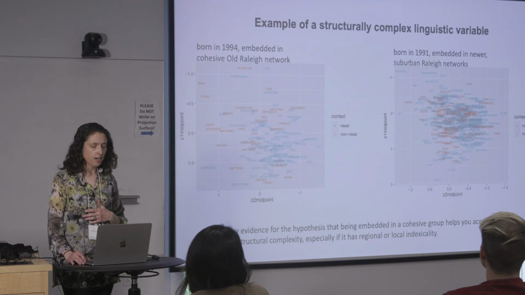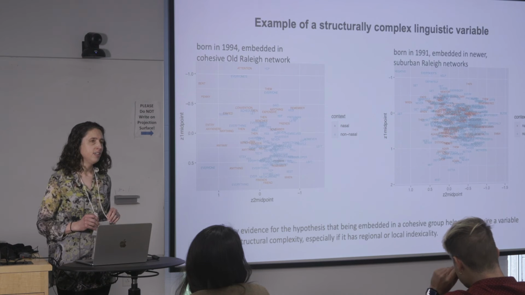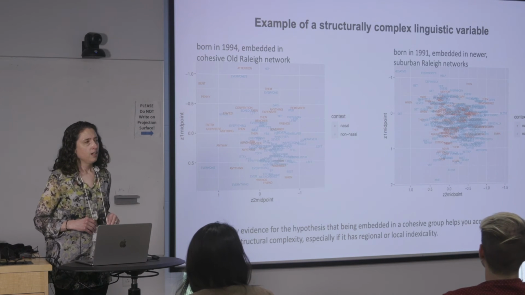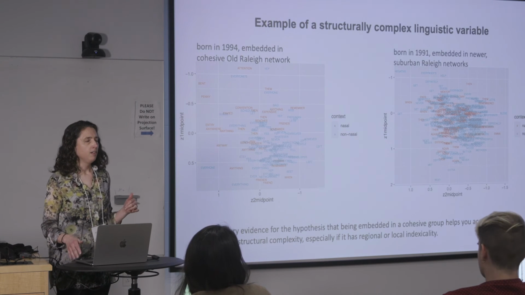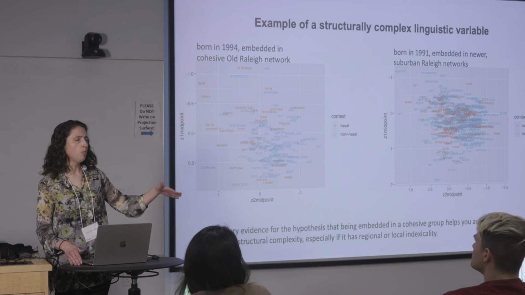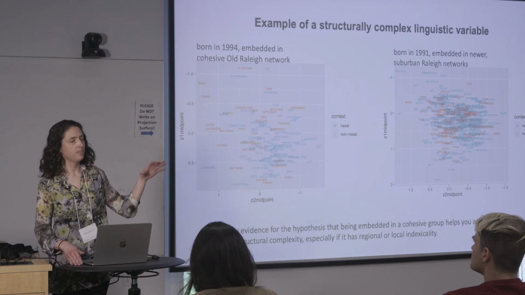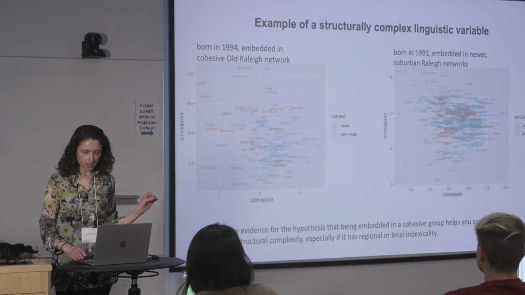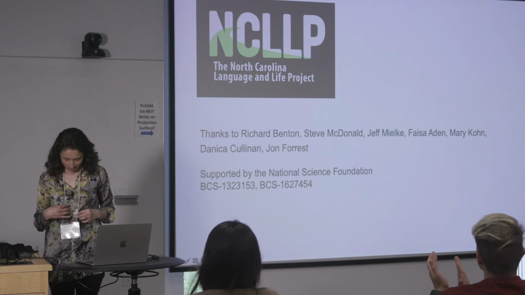I don't think I have time for this, but one example of a complex linguistic variable that we'll look at in these data is the pin-pen merger. At a surface level, all that really means is that you say words that end in en the same way as words that end in in. So instead of pen, pin, you would say pin, pin. Okay, I've already gone over my allotted time, so I will stop there. Okay, thank you.